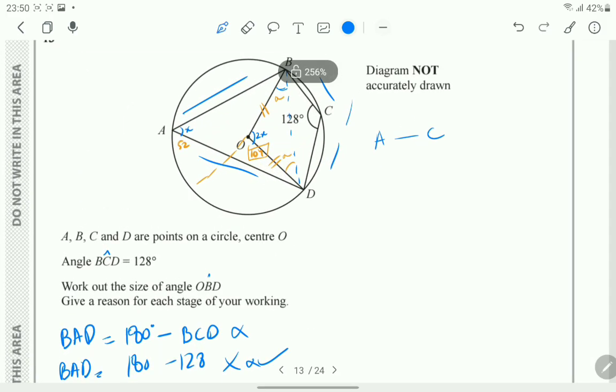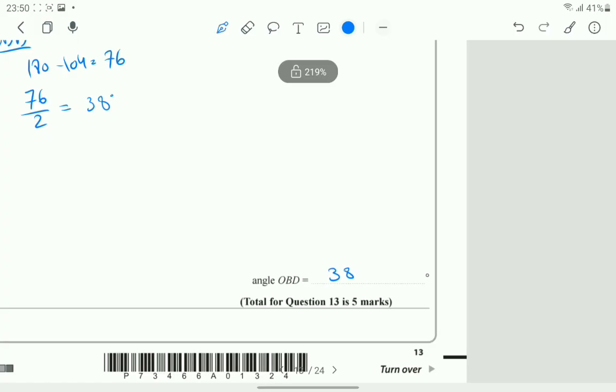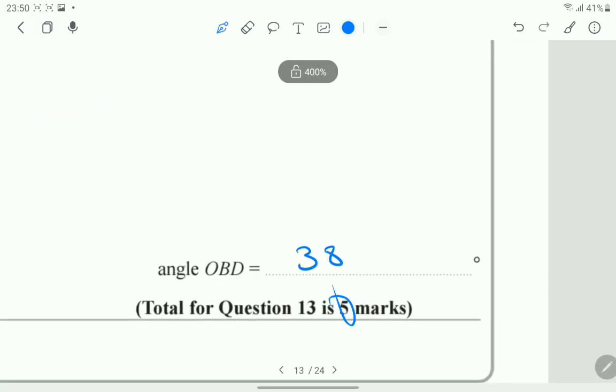There are multiple ways to attempt questions like these. You could also have used cyclical quadrilateral properties or whatever. I'm not gonna go into that. I haven't explored that, but if you get the right answer, you are welcome to try that out and get 5 marks.